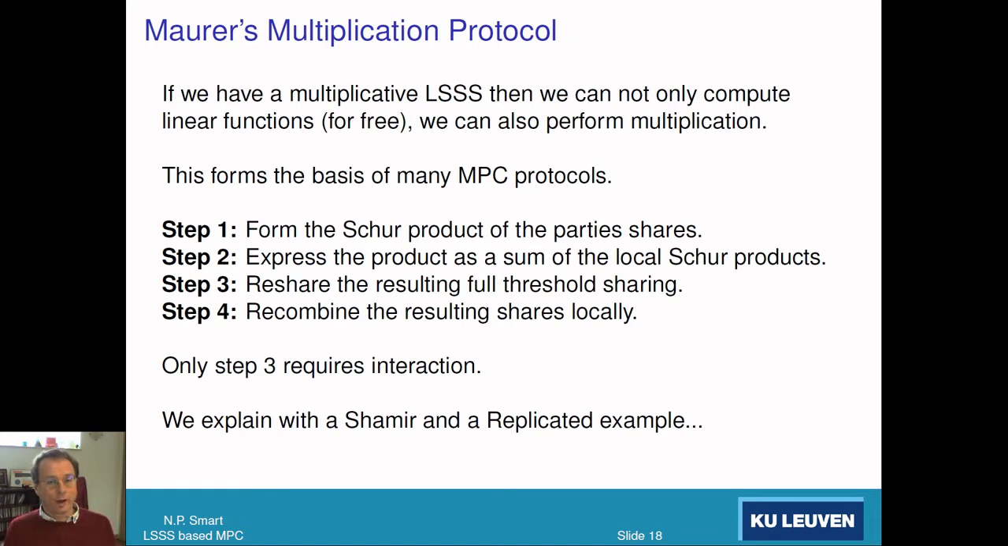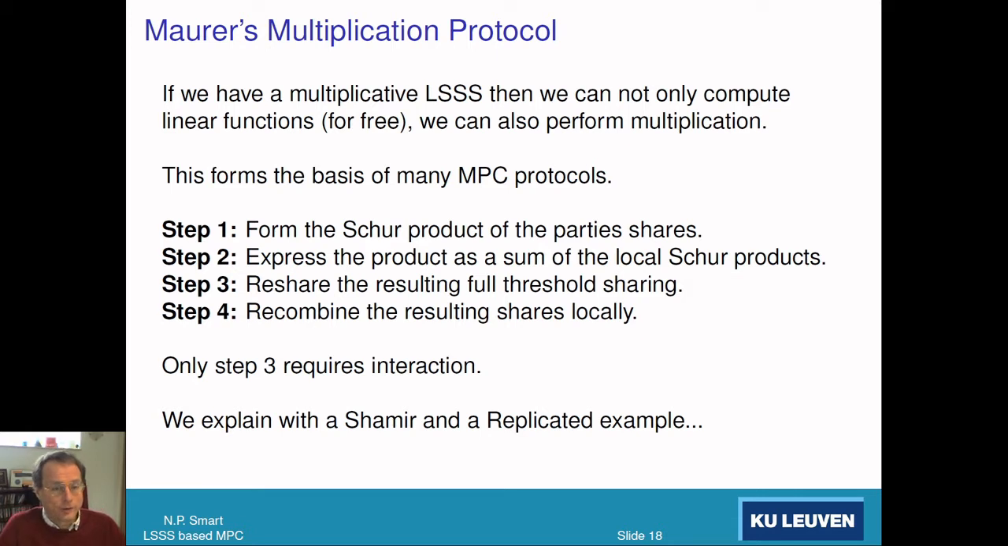So given we've got a multiplicative secret sharing scheme, we can actually define a multiplication protocol, and probably the most famous of this is Maurer's multiplication protocol, but it was probably known before that, but Maurer was the first to formally express it. Remember, we've got a linear secret sharing scheme, so we can compute linear functions for free.